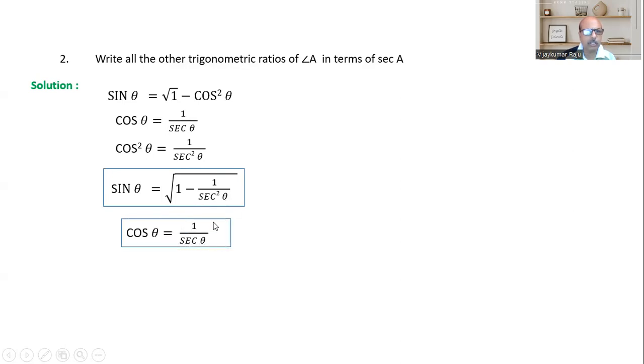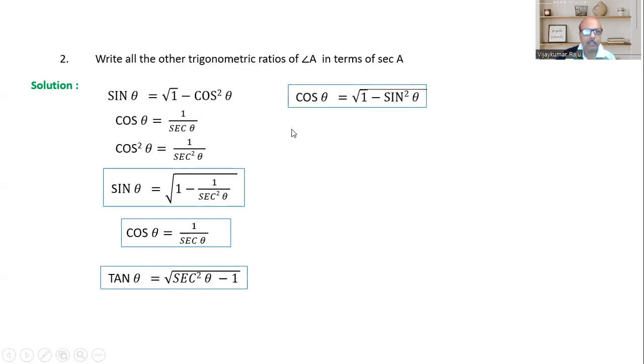Next, cos. Cos is 1 by sec. Then tan. Tan is square root of sec square theta minus 1. Cosec is equal to 1 upon root of 1 minus 1 by sec square theta. Cosec theta is equal to square root of, let's take LCM here, it becomes sec square theta minus 1 upon sec square theta. Everything inside the root sign.